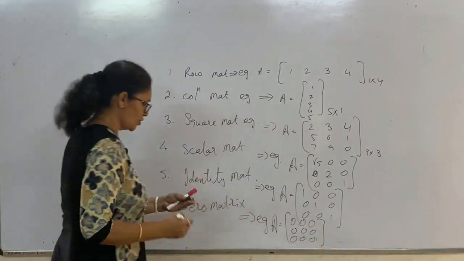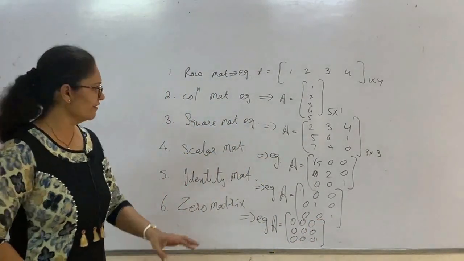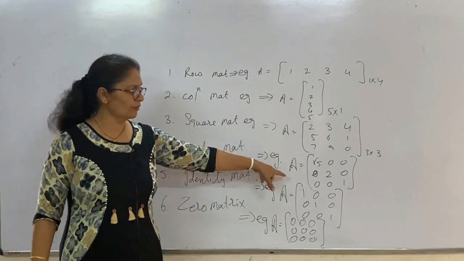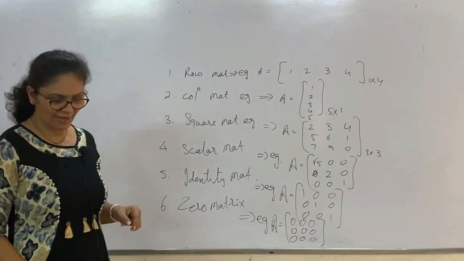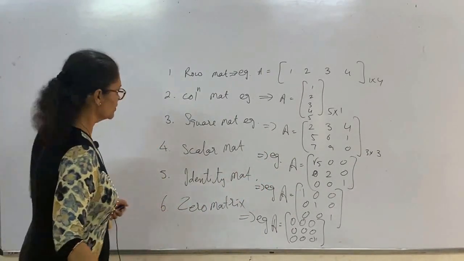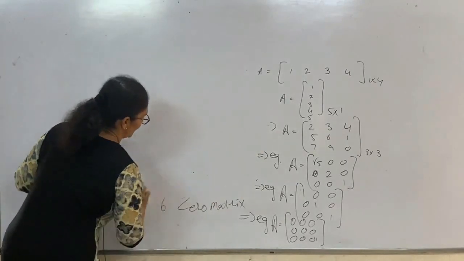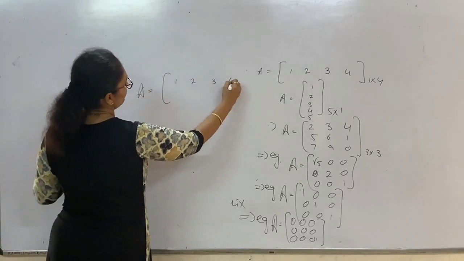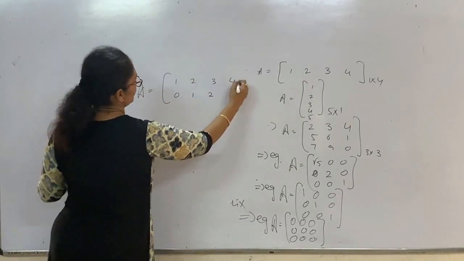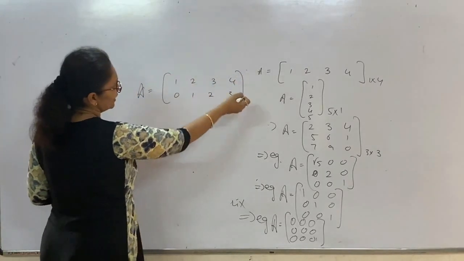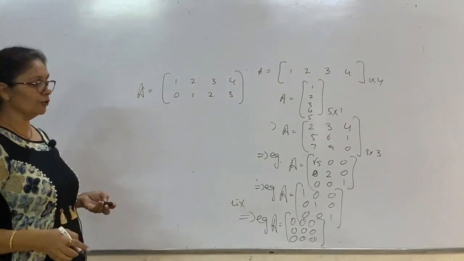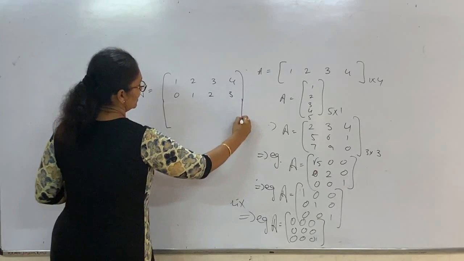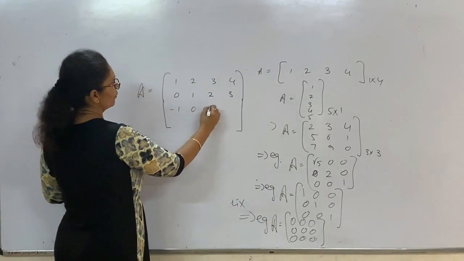But remember, for a zero matrix, it doesn't matter if the numbers of rows and columns are different. But for identity, for scalar, for square, the numbers of rows and columns should be the same. Then only can we easily mention the diagonal. Suppose I have taken a matrix 1, 2, 3, 4, 0, 1, 2, 3. Then I cannot mention the diagonal in a proper way. So whenever we want to write the diagonal, your matrix should be a square matrix. What is the meaning of square matrix? The number of rows and columns is the same.